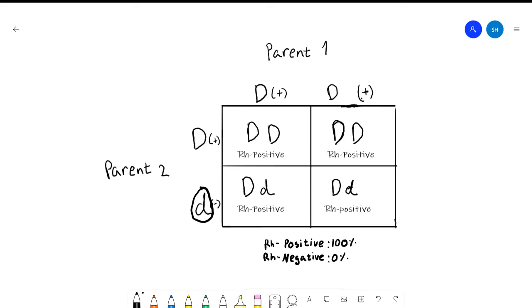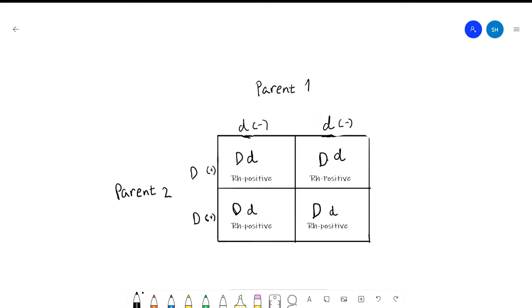Halfway there, just 3 more to go. Now, can you guess what parent 1 and parent 2 have? Do they have Rh positive or do they have Rh negative? Pause this video and try to figure it out. Now, let me tell you the answer.